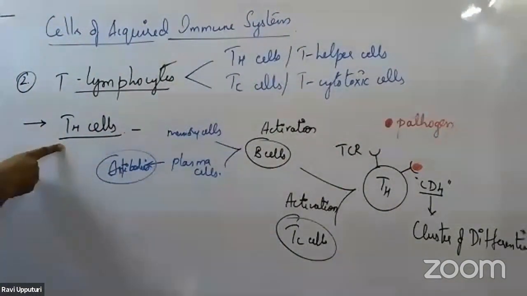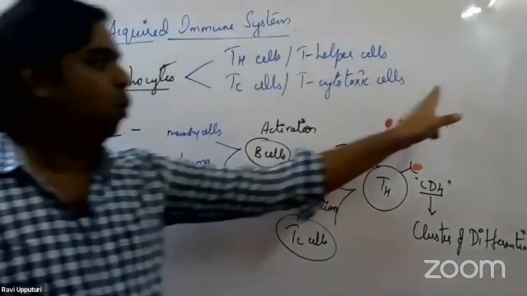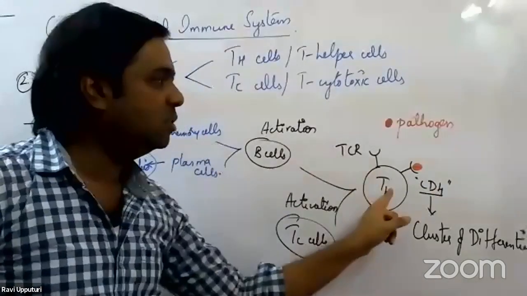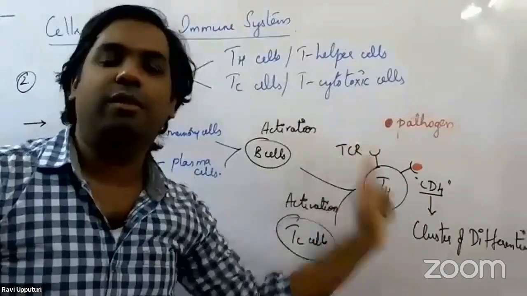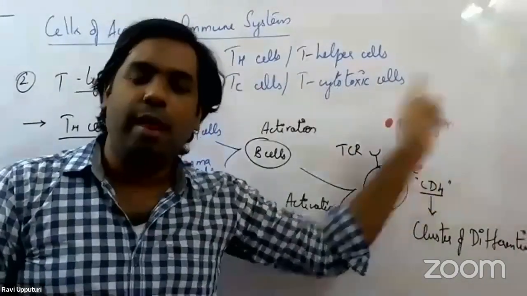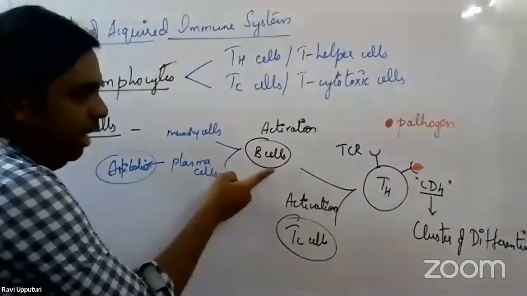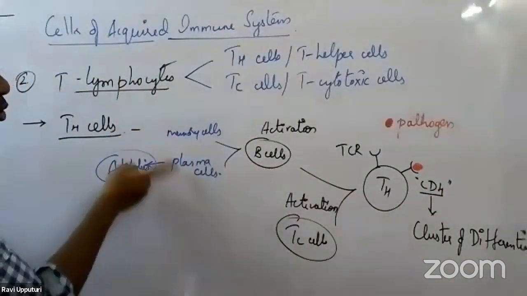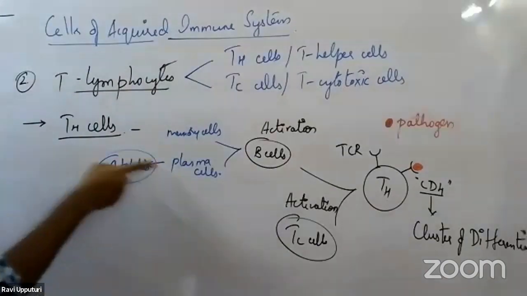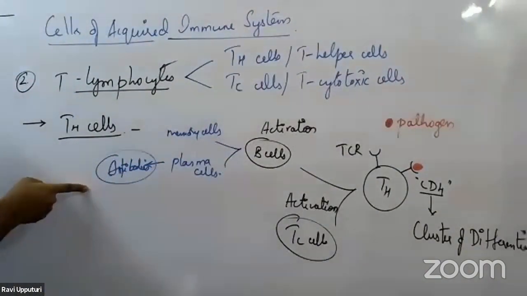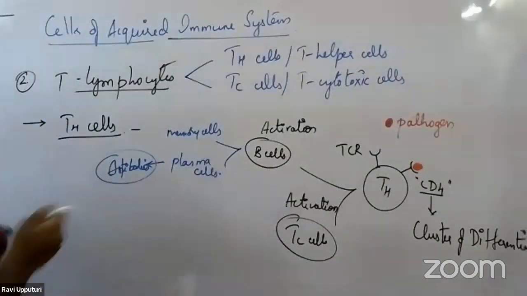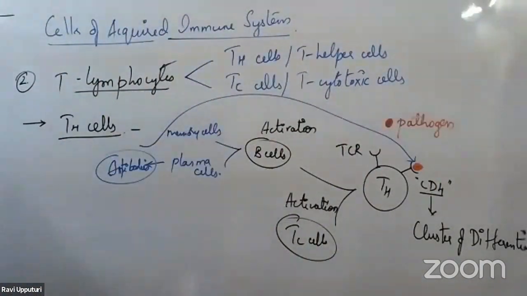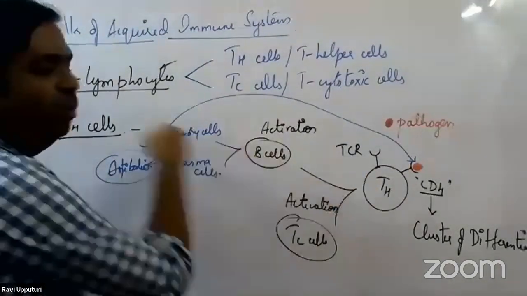So we are done with TH cells. The role of TH cells is that once the pathogen enters inside the body, the T helper cell will first recognize it. Once it recognizes the pathogen, it functions in two ways. One is that it brings about the activation of B cells. This activated B cell starts producing memory cells and plasma cells. Plasma cells start producing antibodies, and those antibodies go and target the pathogen that has entered the body. That is how one way it works.